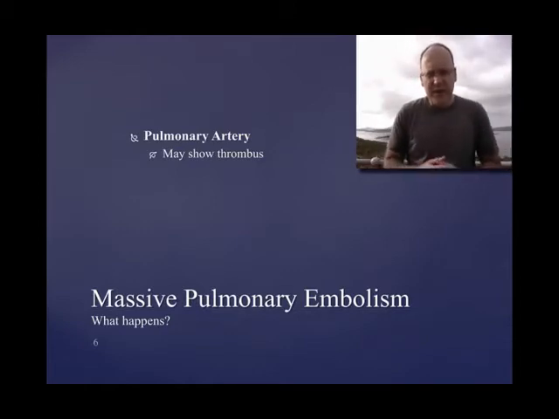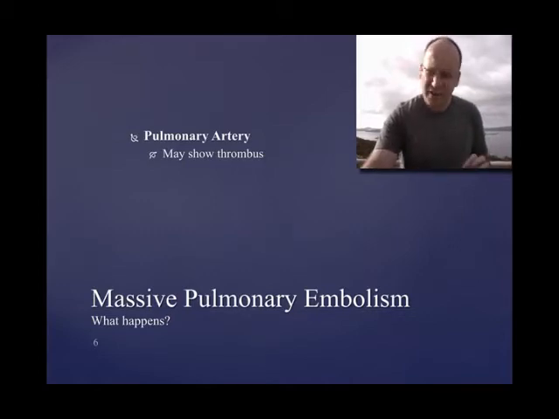During an echo, you sometimes can see the pulmonary artery, you can see the pulmonary valve and the pulmonary outflow tract, and you can follow that and occasionally even see its bifurcation, and you may see a saddle embolus there once you get quite good at echo.